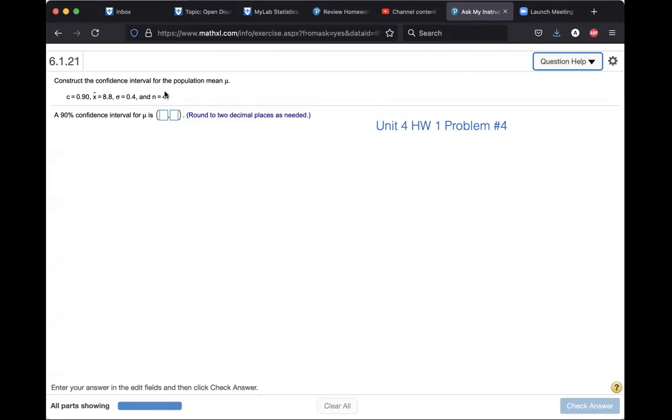Okay, so the question here, I'm not going to do this exact question, but here's what it's like. It says, construct the confidence interval. The level of confidence is 0.90, which, by the way, remember, is 90%. So basically this says construct a 90% confidence interval with a sample mean of 8.8 with a population standard deviation of 0.4 and then a sample size of 41.